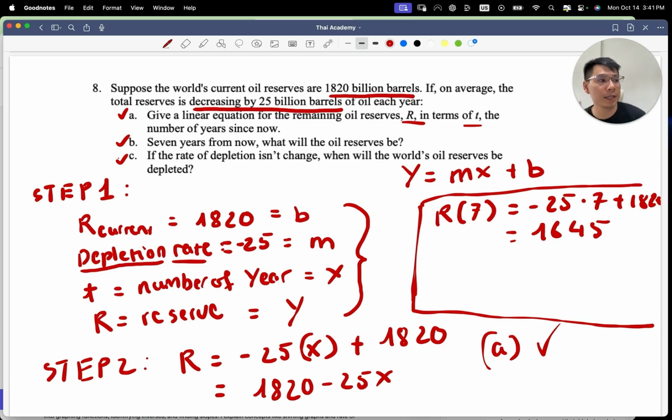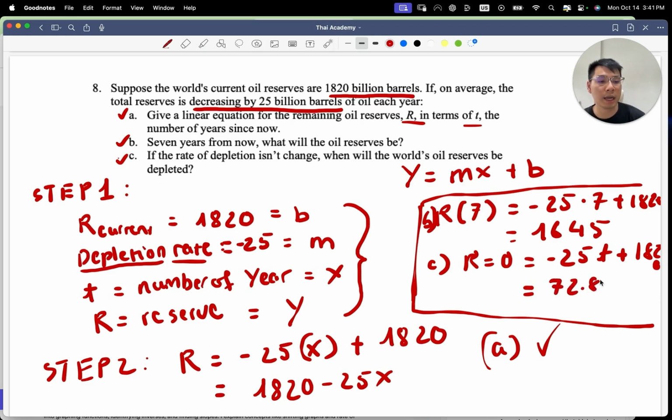Now, part C is when would the oil reserve be depleted? That means they're completely gone, right? So this is for B. And for C, in order to know when it's depleted, you're going to set R equal to 0. Okay, and you're going to find the x or the time that it is depleted. If you solve for t, that t is going to be equal to 72.8 years in this equation.